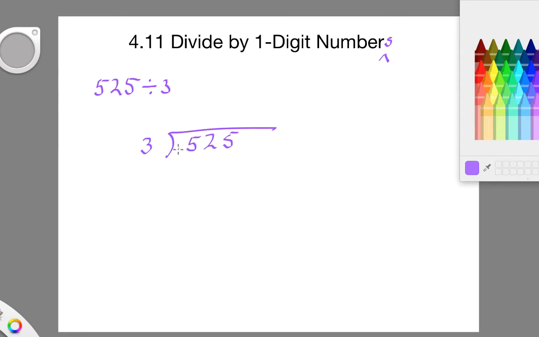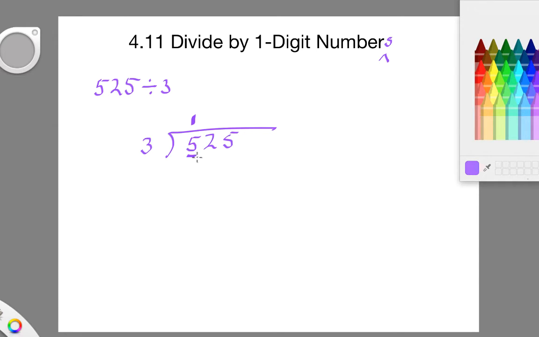Look at the hundreds, which is right here. That's 5 hundreds can be shared among 3 groups without regrouping, because 5 is bigger than 3. So how many times does 3 go into 5? Yeah, it goes 1 time. And we're going to put our first number in the hundreds place because 3 will go into 5 hundreds. Okay?